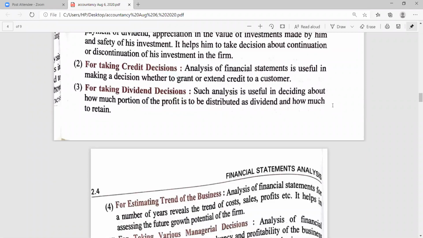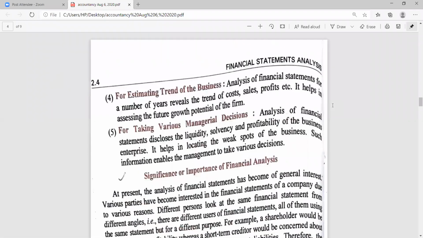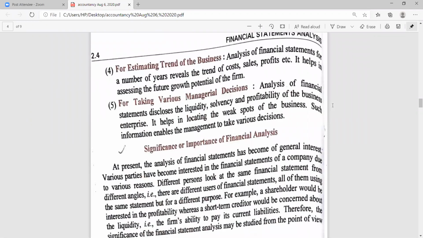Now, the next use is for estimating the trend of the business. Analysis of financial statements for a number of years reveals the trend of cost, sales, and profits. It also helps in assessing the future growth potential of the firm. Whether the profits, sales, and cost are increasing year by year or falling, the trend can be seen or analyzed only with the help of financial statement analysis.